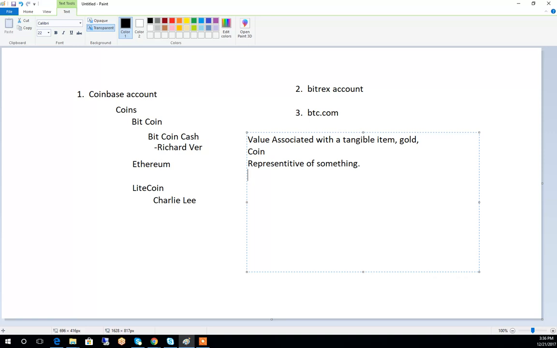And so one of the coins that you'll find out here is called THC coin, right? And so I think it's called THC. It's called hemp coin, I think, is the name of the coin itself.